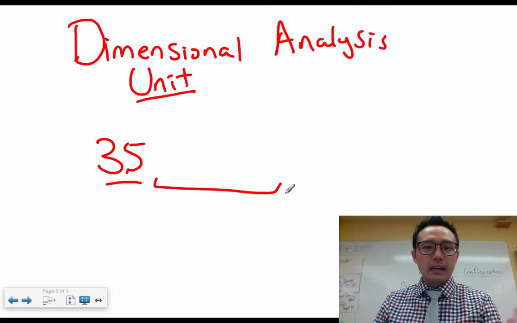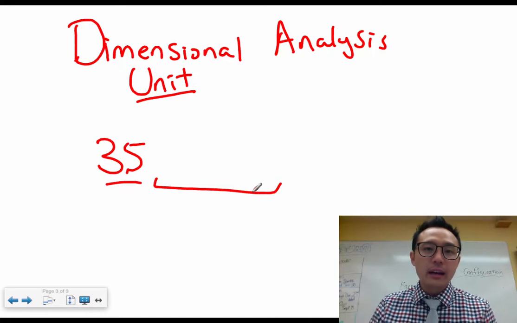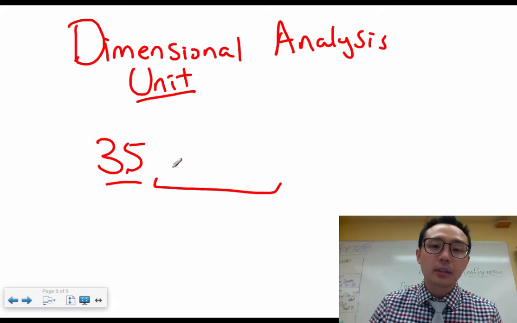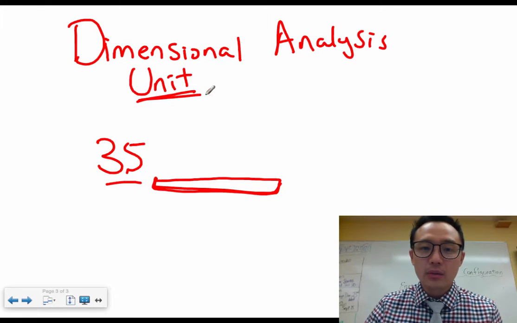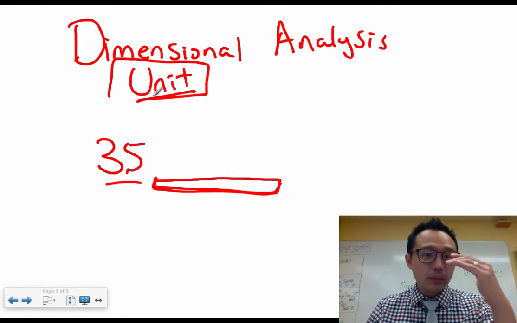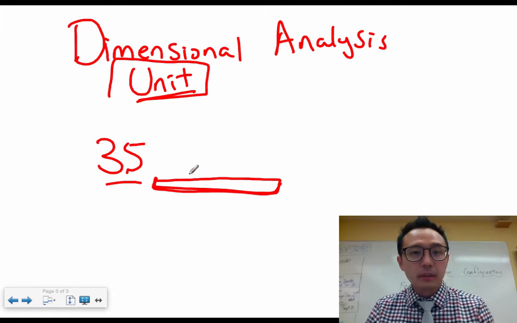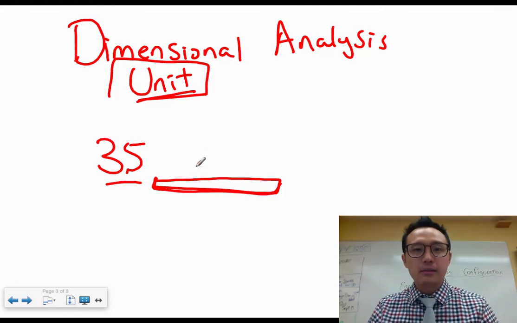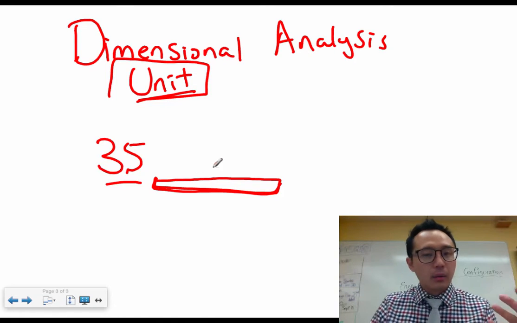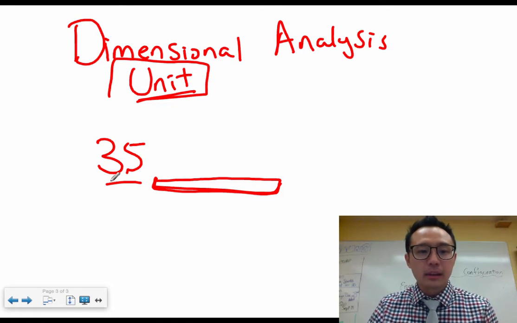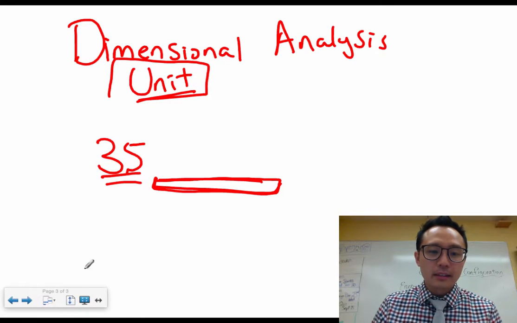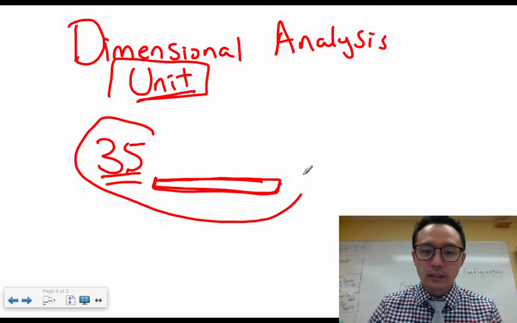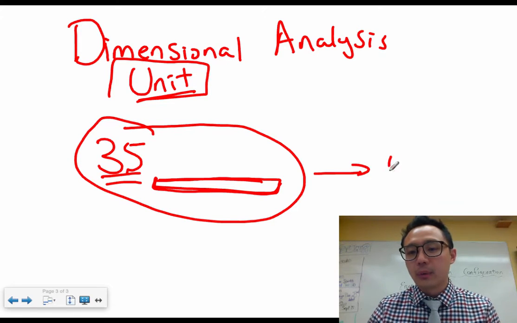Or I'll just say, hey, I'll give you 35. And the first response would most likely be 35 what? Because the what is the unit. That's the unit we're talking about. The unit could be inches, millimeters, kilometers, miles, dollars, anything. What exactly are you talking about when I say 35 if you don't have units? So unit analysis is trying to convert this unit, whatever we have, to something we want.